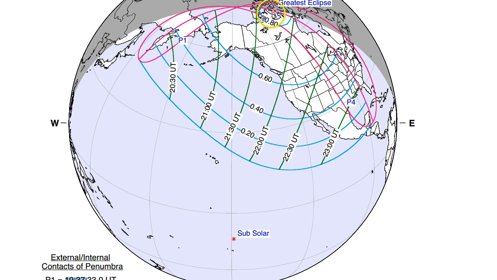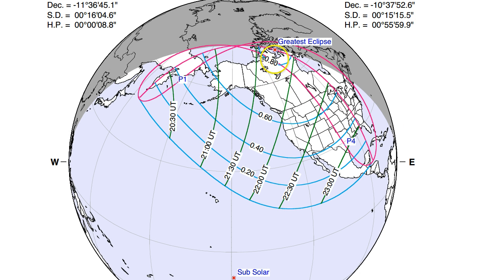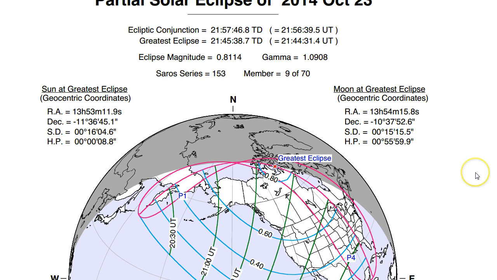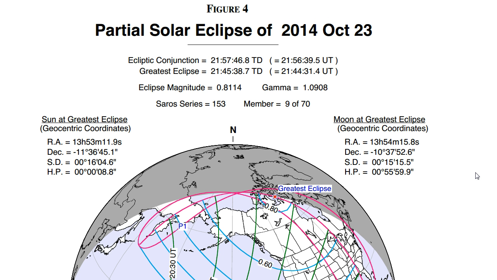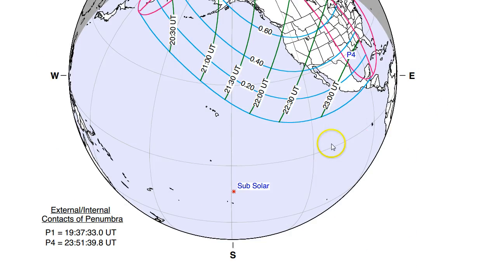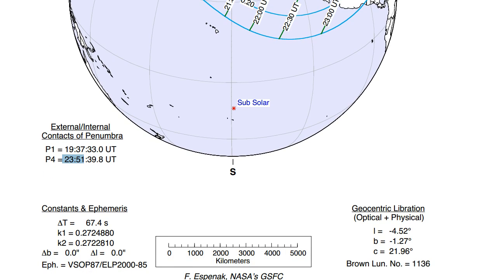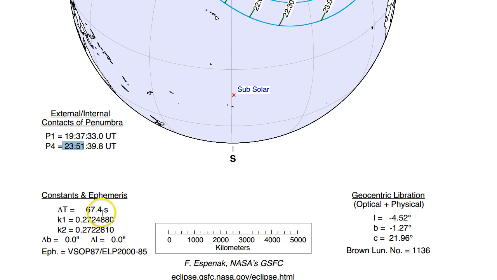The persons who are living in an area where it's marked greatest eclipse will not see a good image of this. The greatest eclipse will be at 21 hours 44 minutes Universal Time. The last contact, P4, will be at 23:51 Universal Time. So as you can see, the eclipse will last for about maybe 4 hours or so. Again, the greatest eclipse will only last for 67 minutes.